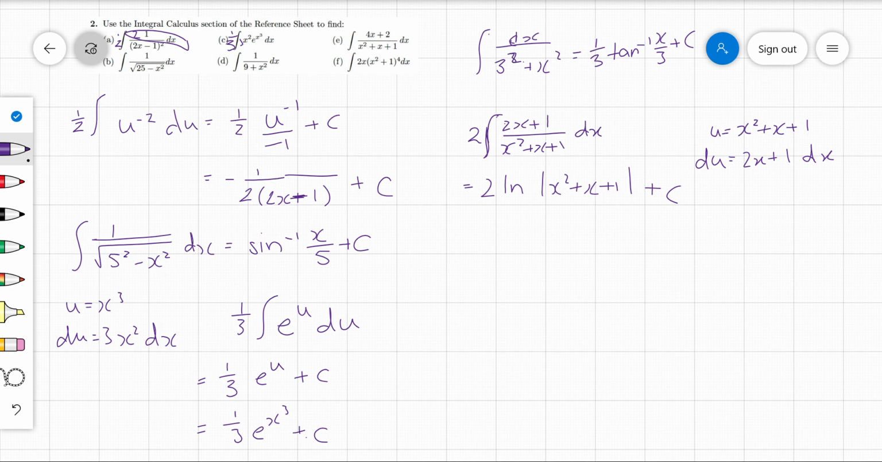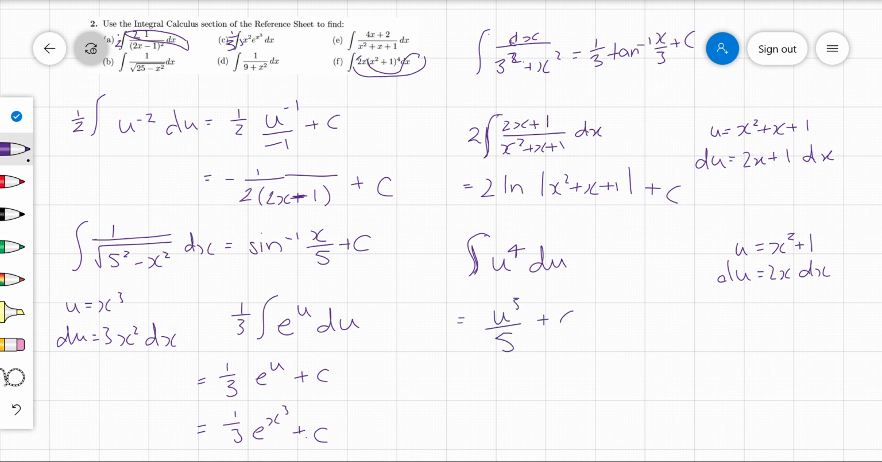With f, you can do a few different things. Let's try. The bit that's kind of difficult is the x squared plus 1 to the power of 4. So if I make that u, that will be u to the power of 4, which is really easy to integrate. So let's have a look at that. I get du is 2x dx. Now I've got that 2x dx there, so that bit can become du. So in effect, I've got u to the power of 4 du.